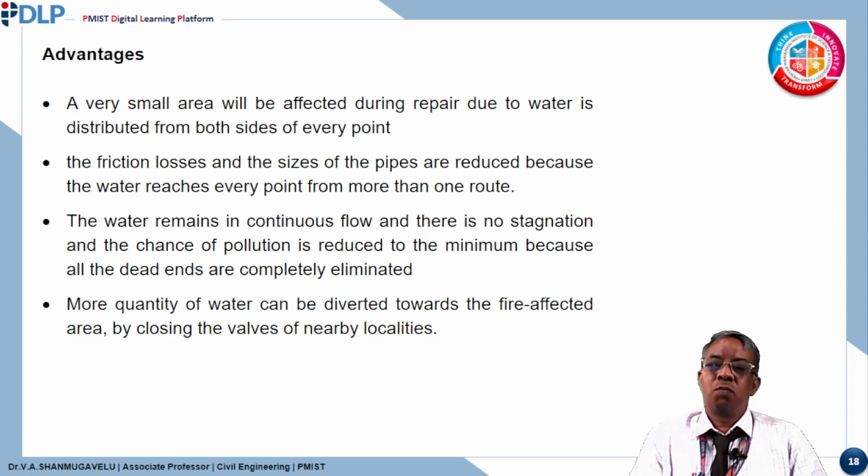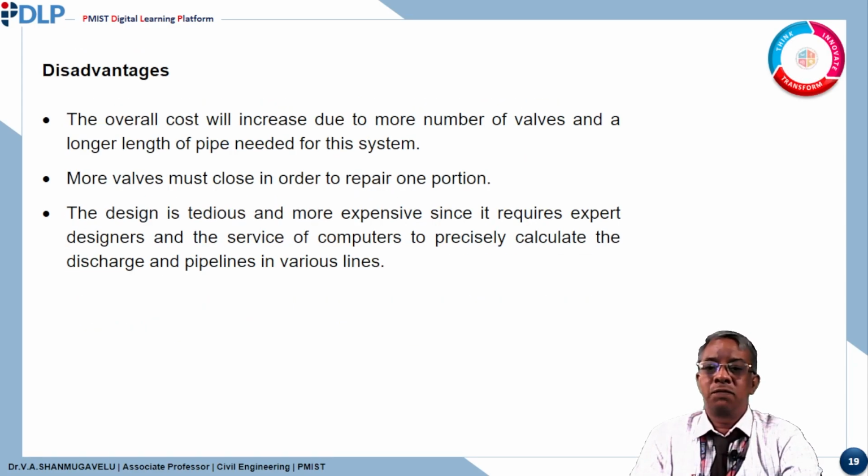Advantages: a very small area will be affected during repair, because water is distributed from both sides of every point. The friction loss and the size of the pipes are reduced because the water reaches every point from more than one route. The water remains in continuous flow and there is no stagnation, and the chance of pollution is reduced to a minimum because all the dead ends are completely eliminated. More quantity of water can be diverted towards the fire affected area by closing the valves of nearby localities.